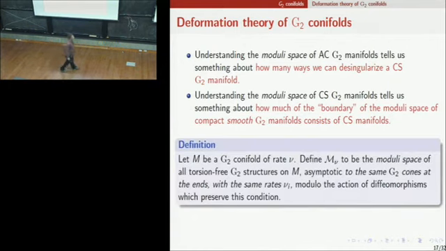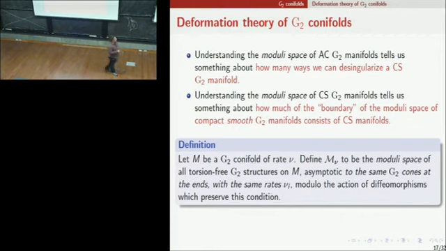So here's our definition of the conifold moduli space. When I say G2 conifold, I mean either an asymptotically conical G2 manifold with one end, that's all it can have, or a CS G2 manifold with a finite number of ends.